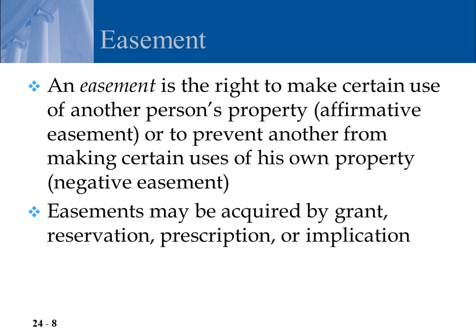An easement is the right to make certain use of another person's property. That's called an affirmative easement, or to prevent another from making certain uses of his own property, which is a negative easement. And easements may be acquired by grant, reservation, prescription, or implication. So, for example, if you agree to have someone put a billboard on your property, that's an affirmative easement.